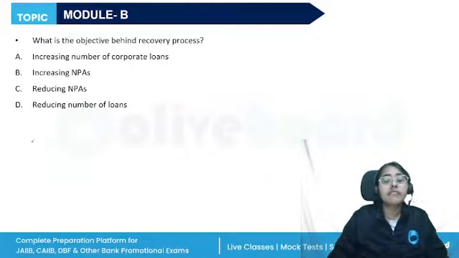Next, what is the objective behind the recovery process adopted by the banks? Whether it is increasing the number of corporate loans, increasing the NPAs, reducing the NPAs, or reducing the number of loans.